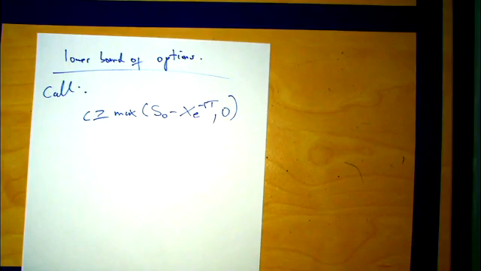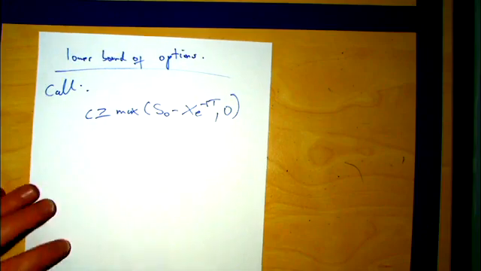But what you need to know how to do, and this is something that could be in your mid-semester exam, is to show me how we get that lower bound using a table. And we get it with two portfolios.